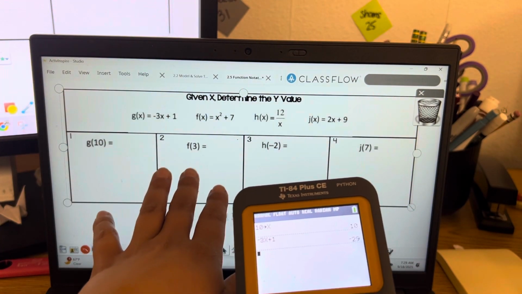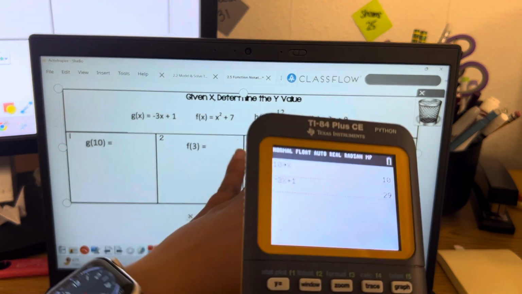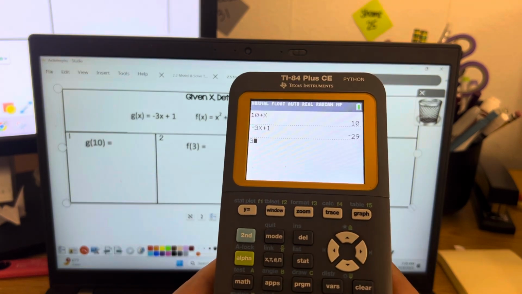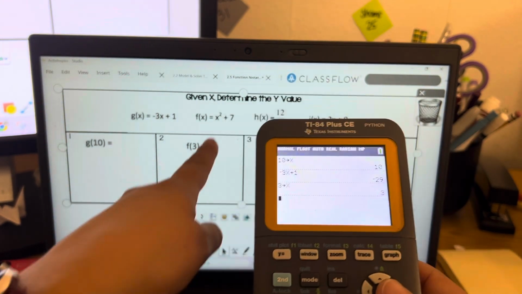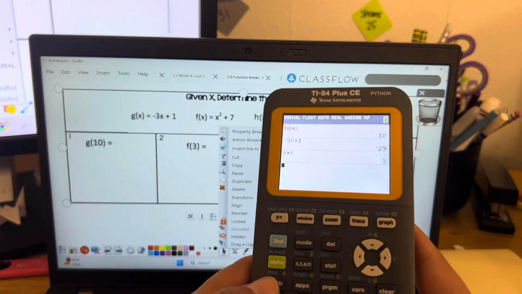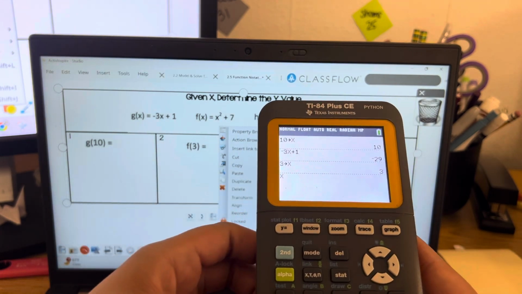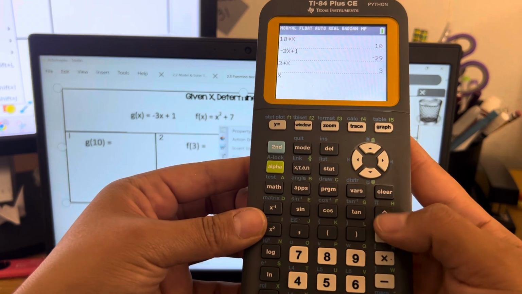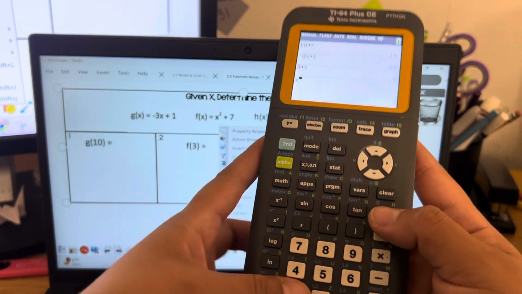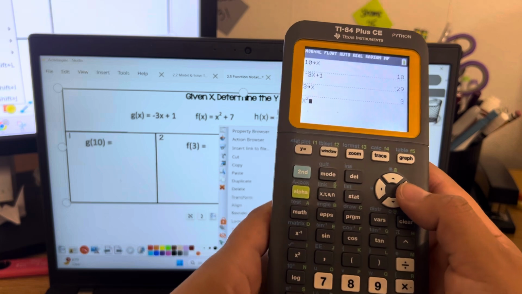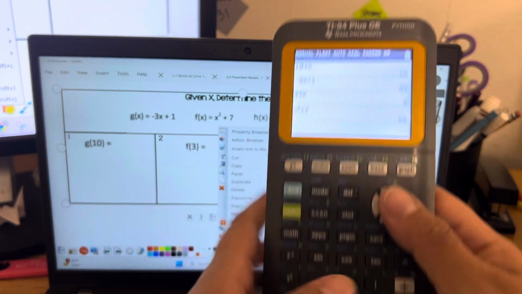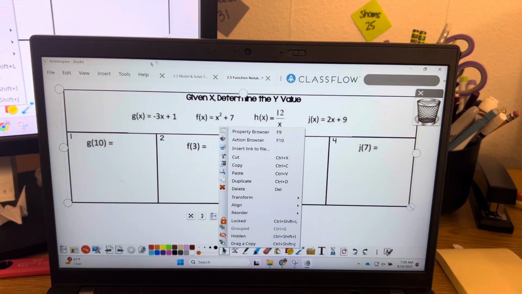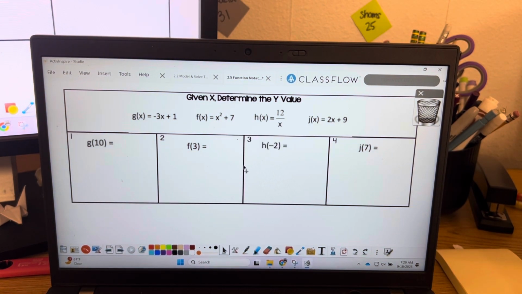If I did it for f of 3, that means I'm looking at the f of x equation. Again, I have to change the STO, so it would be 3 STO x. And then I would type in this equation. If you don't remember how to do exponents, x squared is right here above the log button, or if you want to hit the raised to the power of button, 2, and then you have to hit the right arrow if you use that one, and then plus 7, and it'll give you the solution. So it's 16.